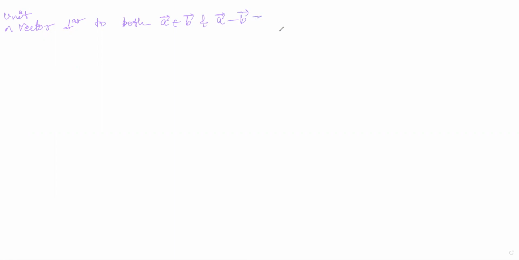Now, what we have learned is if you want a vector perpendicular to any two vectors, we have to take their cross product. So if you want a vector which is perpendicular to A plus B and A minus B, it should be A plus B cross with A minus B. A vector perpendicular to both of these vectors should be their cross product.